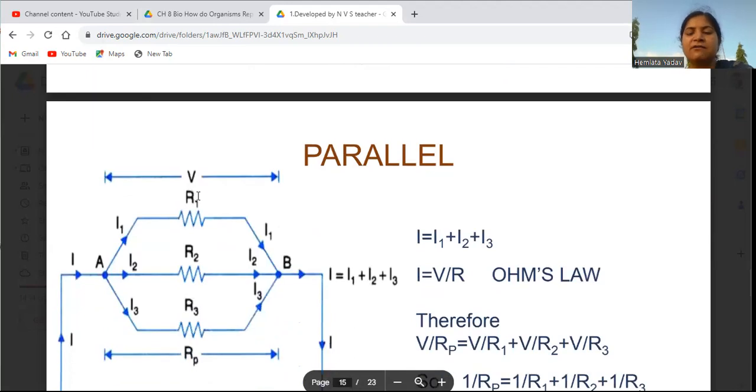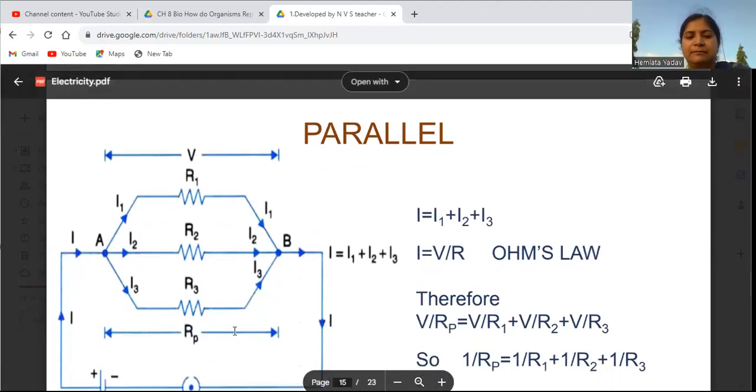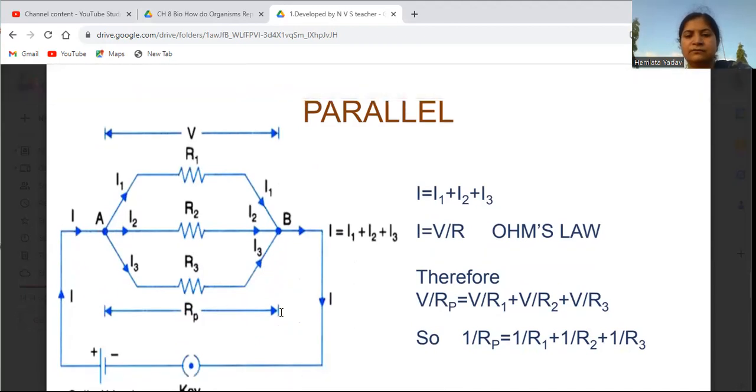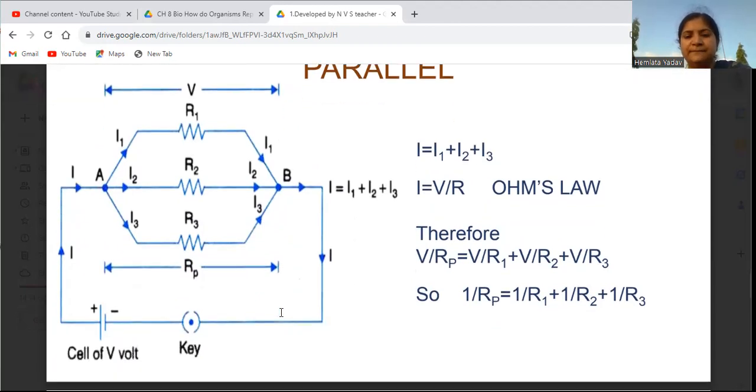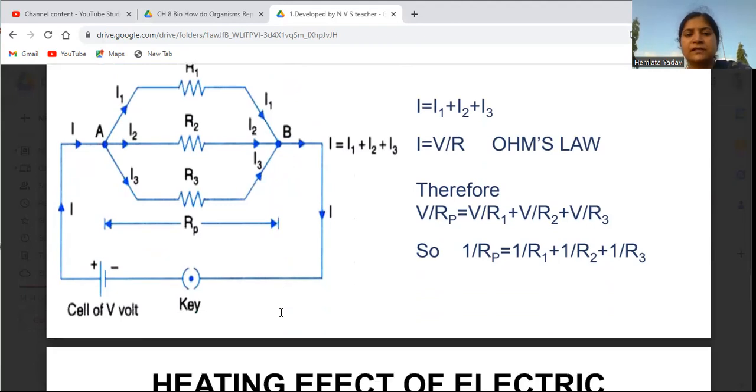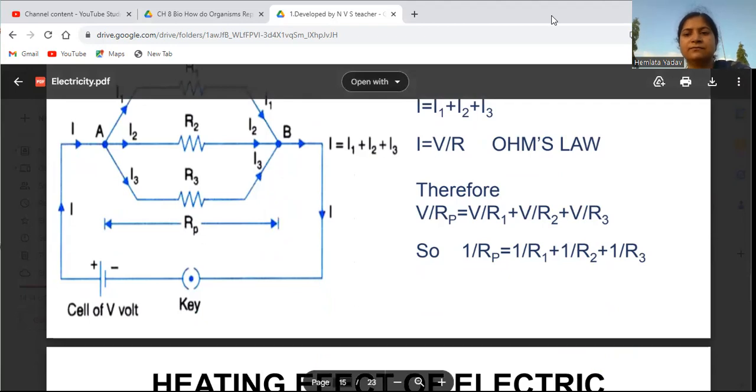In parallel, we have connected all R1, R2, R3 in parallel. The current is different in all the arms of the resistors, and the voltage is the same in all. So we find the sum of the currents: I will be I1 plus I2 plus I3. When we put the value of I, it will be V/RP, where RP is the resistance in parallel, equal to V/R1 plus V/R2 plus V/R3.